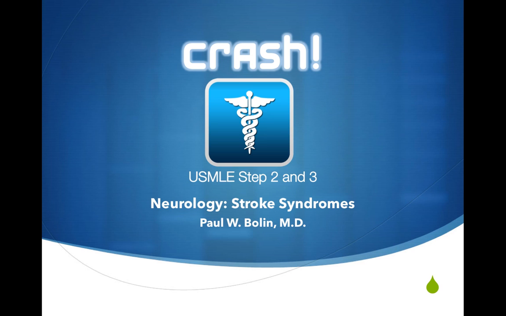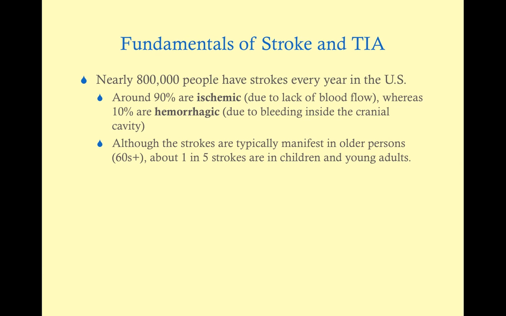So let's get going. Just to recap some of the fundamentals, there's about 800,000 people every year in the U.S. who have strokes. Many of them are recurrent strokes. About 90% of those 800,000 are ischemic strokes. The other 10% are hemorrhagic strokes, generally due to a bleeding aneurysm, usually a berry aneurysm.